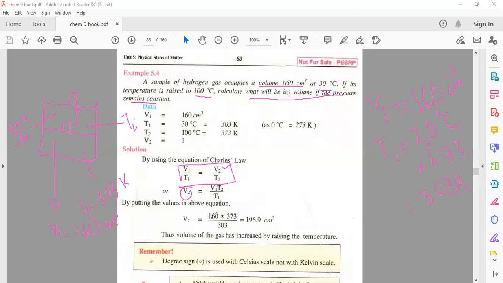Now put the values. V1 is 160 centimeter cube. T2 is 373 Kelvin. T1 is 303 Kelvin. Also here you can see 100 degrees Celsius is also changed into Kelvin scale. So remember, always change Celsius scale into Kelvin. Calculate these values. Your answer will be 196.9 centimeter cube. Initially volume was 160 centimeter cube. When you have increased temperature to 100 degrees Celsius or 373 Kelvin from 303 Kelvin, temperature is increased, volume is increased to 196.9 centimeter cube.